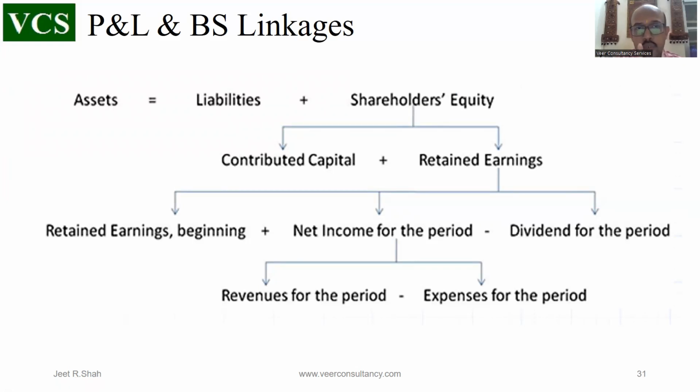Assets are equal to equity plus liability, where equity has two parts: contributed capital and retained earnings. That is our other equity, as we say. Other equity, how do you get it? It's other equity at the beginning of the year plus net income for the period minus the dividend for the period. How do you get the income for the period? It's sales minus the expenses. This is very critical for us to understand.